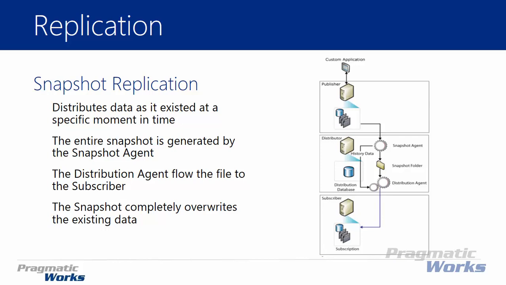So let's say you had a database in your production environment, database A. That database, or AdventureWorks, would then have a snapshot taken of it. This entire snapshot would then be applied to your subscriber via the distribution agent. Keep in mind, this is a complete overwrite of the subscriber database, all your subscriptions down there.